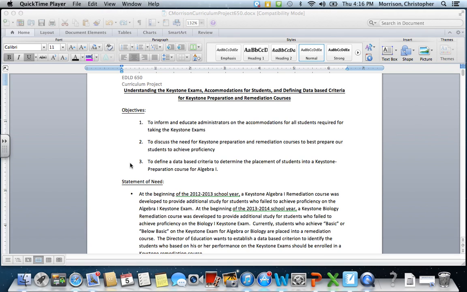The first objective is to inform and educate administrators on the accommodations for all students required for taking the Keystone exams. As a future administrator, I found that the Keystone exams is a topic that my knowledge must increase. Keystone exams are what school districts are being measured by, the assessments that students are being measured by, and teachers are being measured by. So my first objective is really to inform educators on the requirements and procedures that one must follow when implementing the Keystone exams for students.